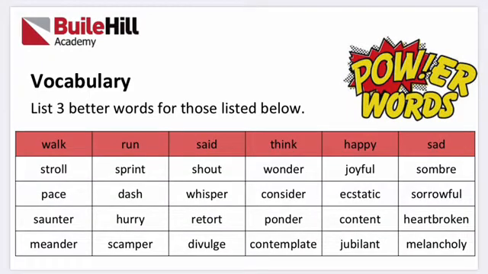Welcome back. As you can see from the screen, and as you should have done on your piece of paper in your book, filled in as many alternative words as you could think of for our common words. For example, I've got on the screen there, walk. Instead of that, I might put stroll, pace, saunter, or meander.